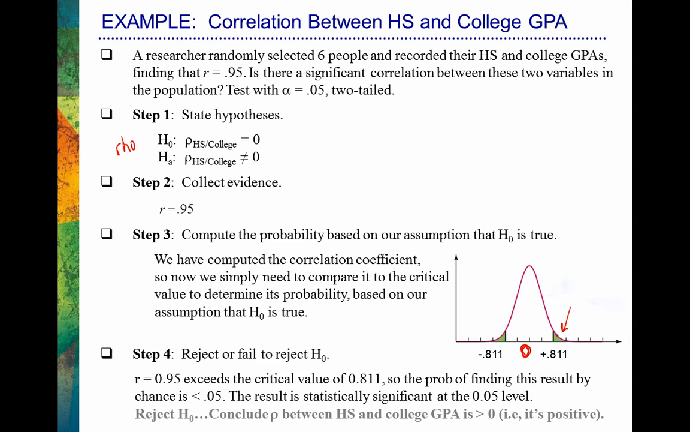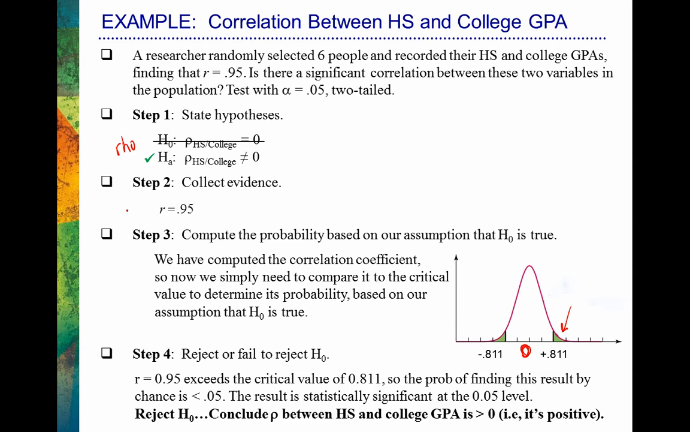What that means, of course, is that we are going to reject the null hypothesis, so we actually cross it out, and we're going to take on the alternative. We now believe that the population correlation, that is rho, the population correlation between high school and college GPA, is something other than 0. Well, we have evidence that it's positive.